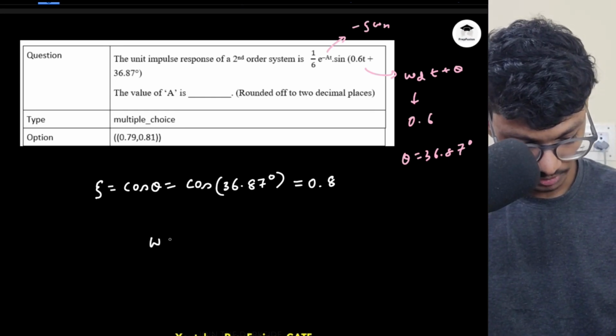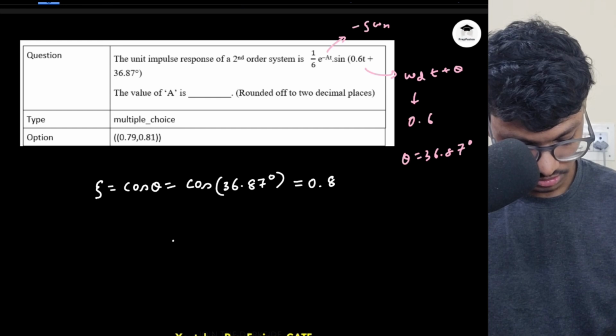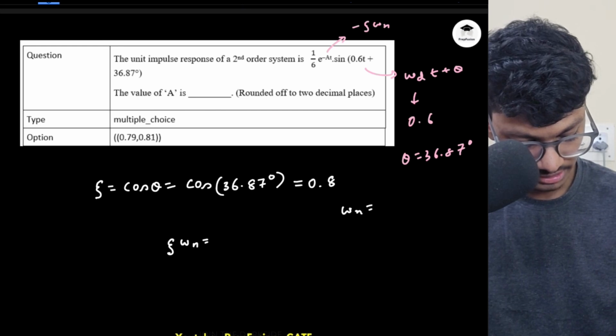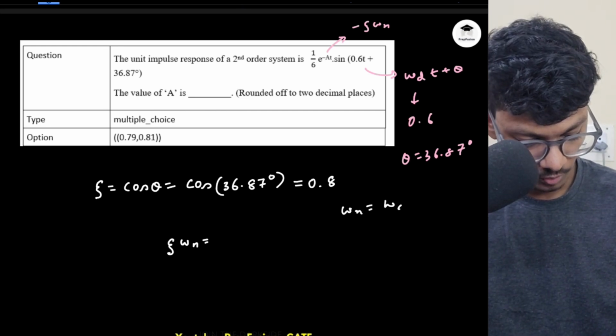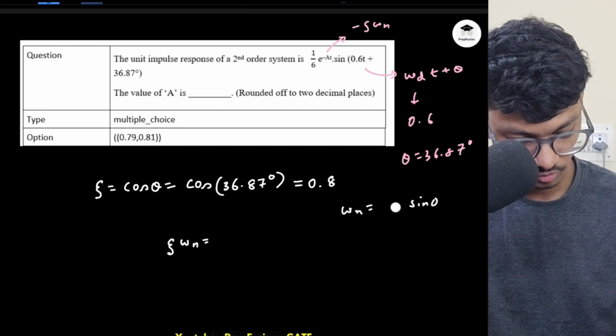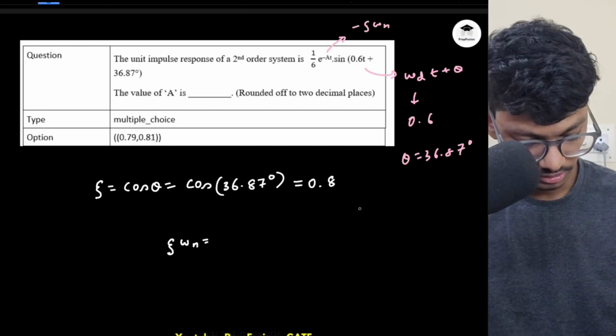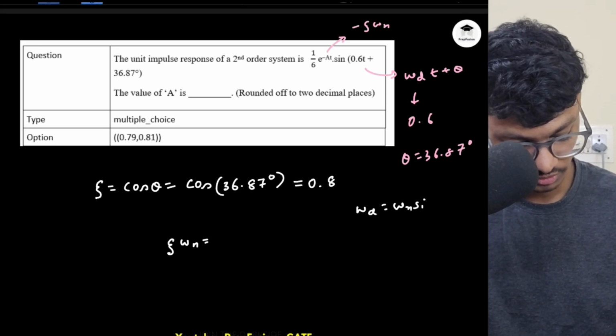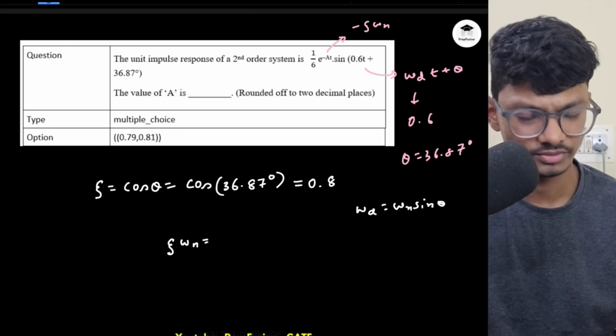So what will be my zeta omega n? So omega n is what? Omega n is basically omega d sine theta. Not omega d sine theta, sorry. Omega d is equal to omega n sine theta. A few things, if you remember, that's good. If you don't remember, that's fine. Otherwise also you can find.